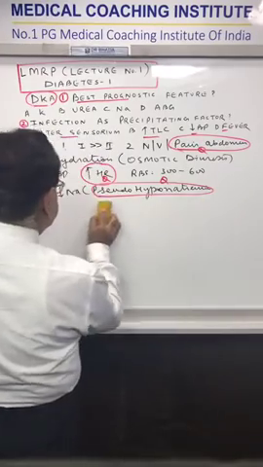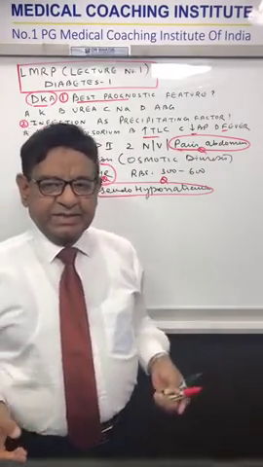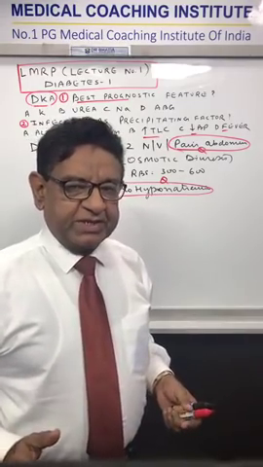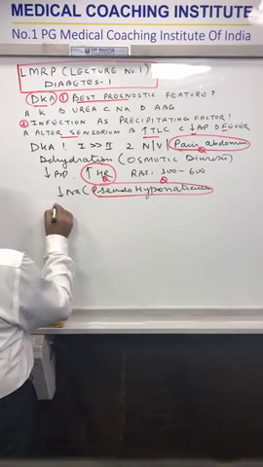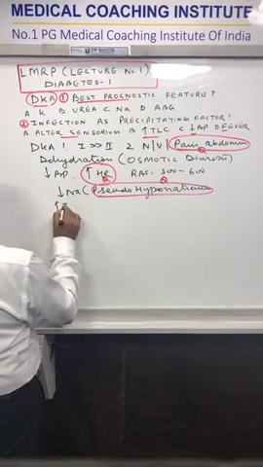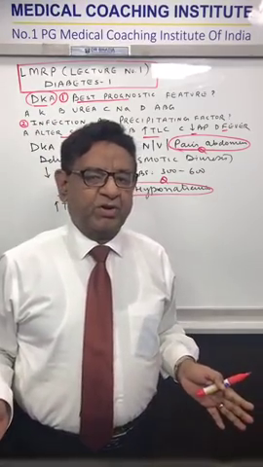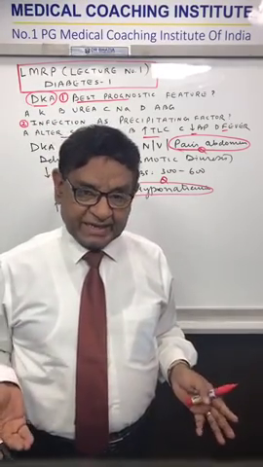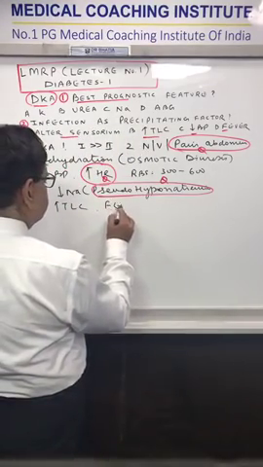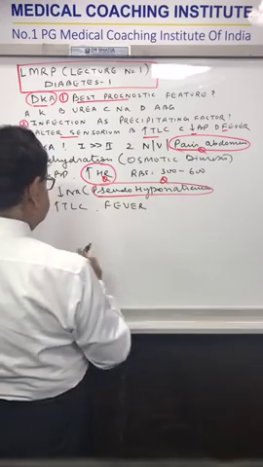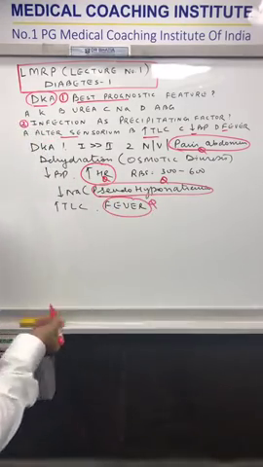So we move further. We come back to our DKA. We learned that extra thing about pseudo hyponatremia. What else occurs in these patients? Leukocytosis occurs. Increased TLC is a feature of all DKA. But if the patient has fever, this indicates infection.